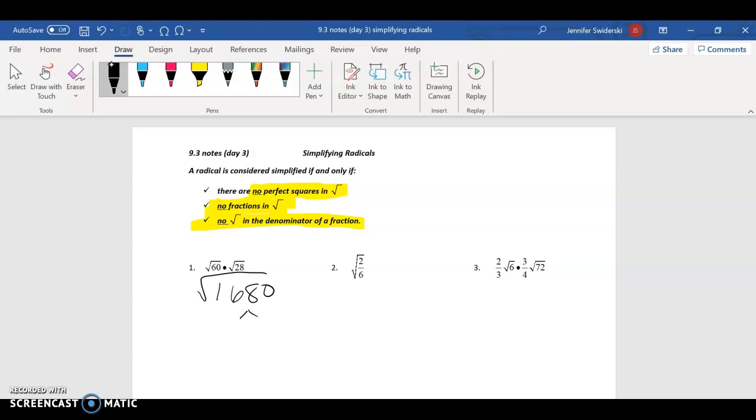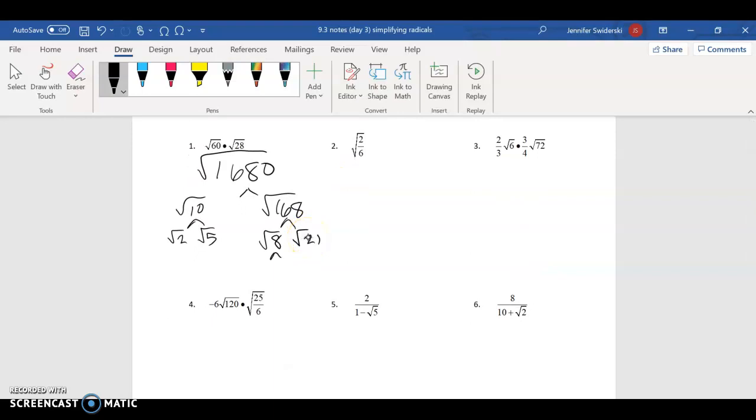Two numbers that can come out of that are going to be the square root of 10 and the square root of 168. I like the buddy pair, right? So I'm looking for buddies when I break this down. Square root of 10 will break to 2 and 5. 168 will break down to 8 and 21. Square root of 8 will become 4 and 2, and 2 and 2. 21 is square root of 7 times the square root of 3.